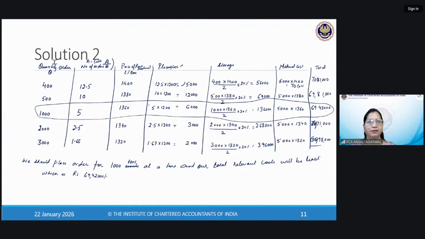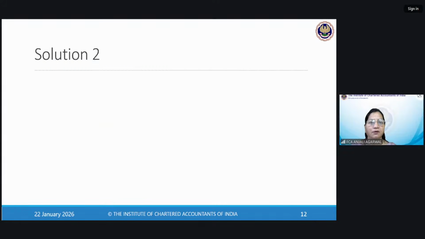Any questions so far? Can we proceed on to the next? All right. Before I move further, if everyone has understood this, just give a thumbs up. Why are we multiplying units into price to calculate storage? I will explain, Arpita. If everyone is understanding, please give a thumbs up so that I know there's no one who's left behind.